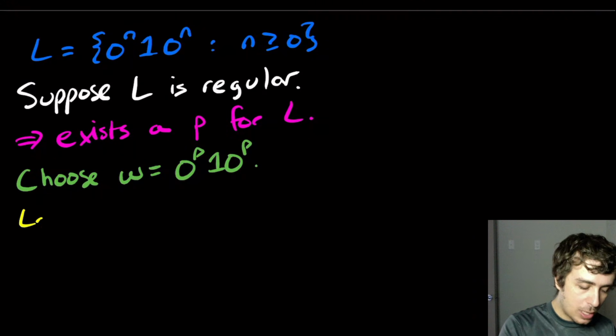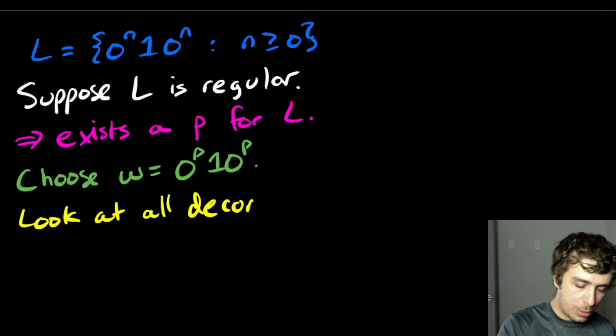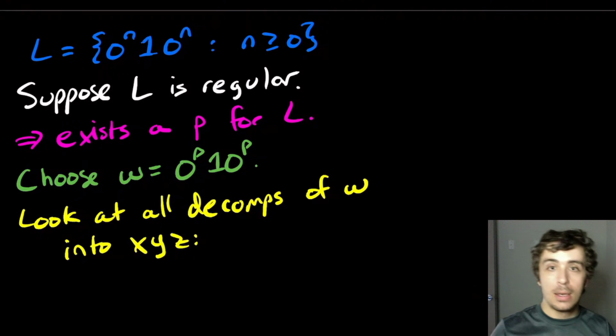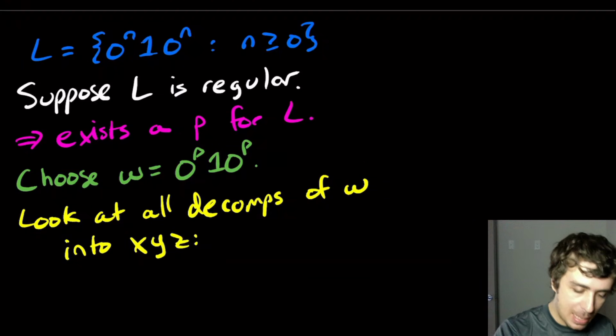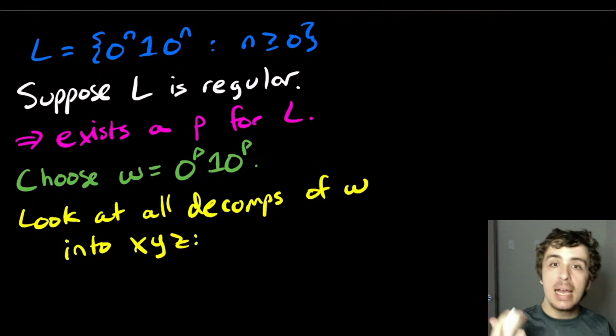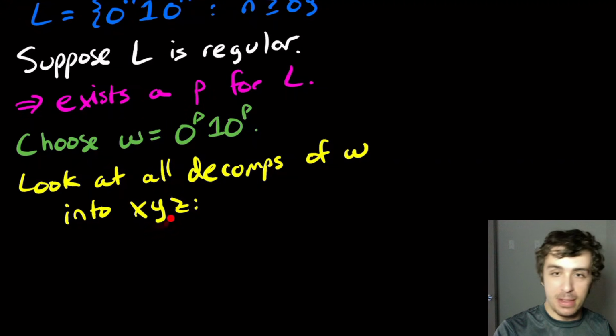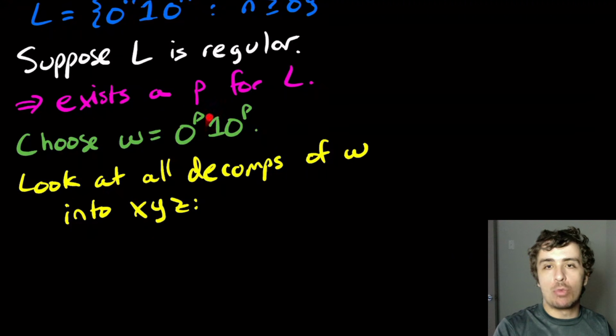So now we need to look at all decompositions. I'm just going to shorthand the word W into X, Y, Z, according to the two rules: that X, Y has length at most P, so the beginning bit has at most P characters, and Y is non-empty, so it has at least 1 character. Well, here, since the first P characters are zeros, and the first two pieces are of length at most P, that means that X and Y are entirely in this little region here.